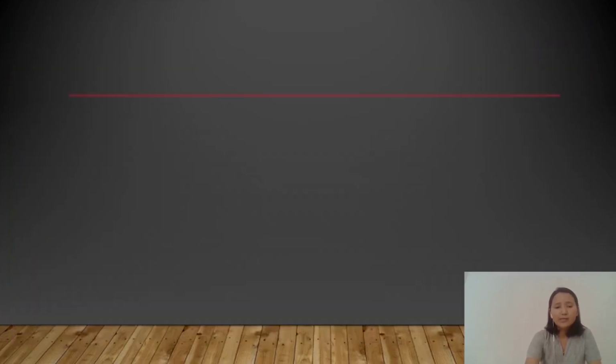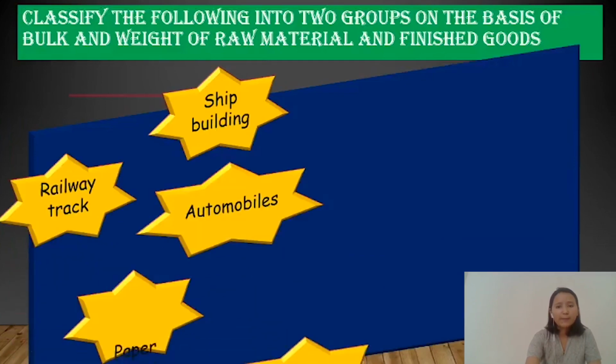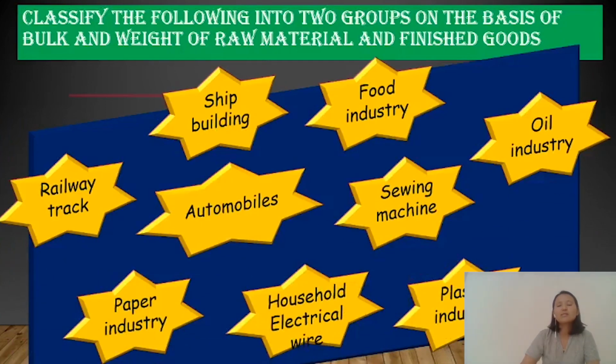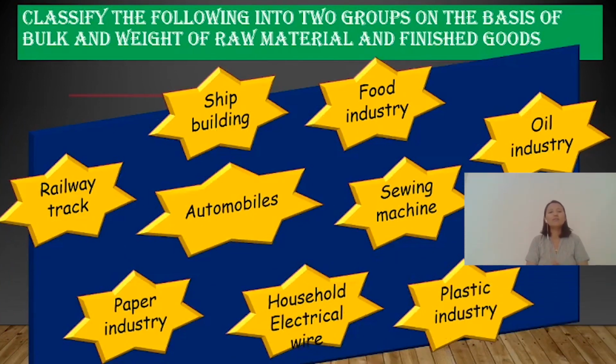Okay. Then the next one is, we have already discussed the types of industry on the basis of weight of the raw material and the finished goods, right? Now, you are going to classify all these industries into two groups. So you have to find out whether shipbuilding comes under the heavy industry or it comes under the light industry. So this is for homework 2.